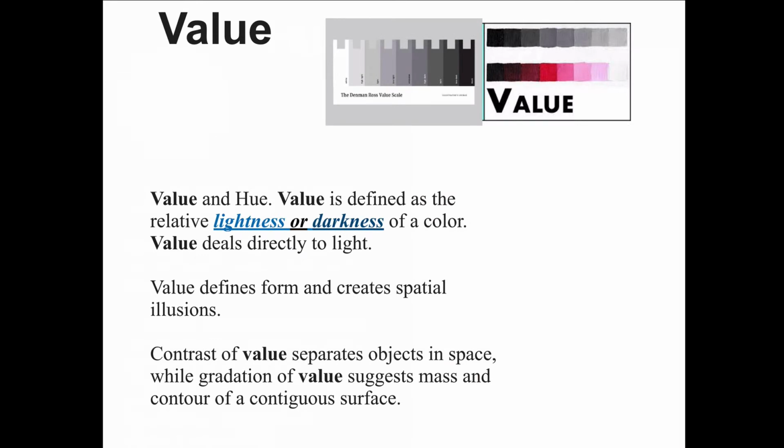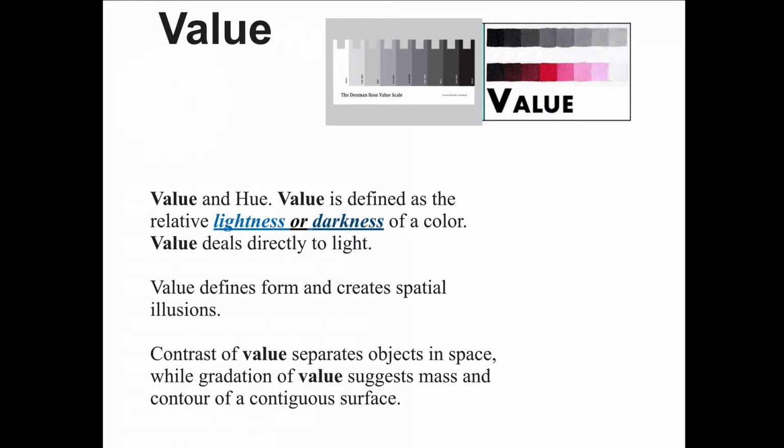The other word that's really confusing for a lot of people is value. Value is the lightness or darkness of a color. Value deals with light. The light pink is a light value, the dark pink is a dark value. Value helps create spatial illusions, so that's why we have value. Create depth. That's what that means. Contrast of value separates objects in space.